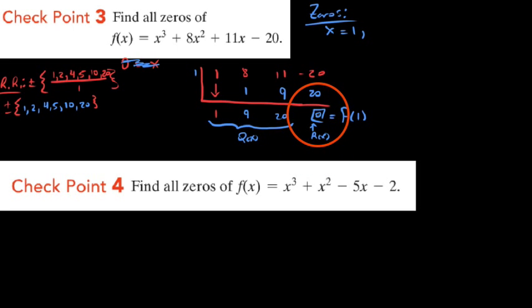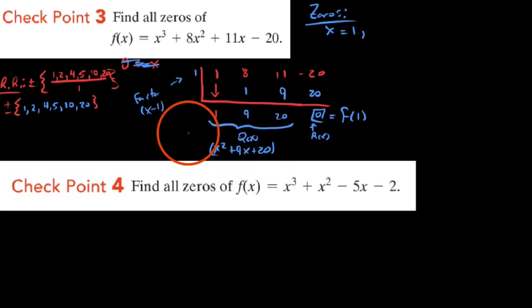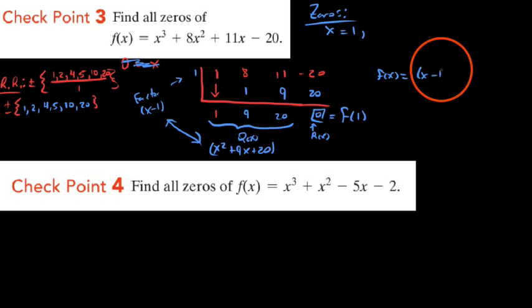And because we have no remainder, we could say that what we were really dividing out here, if x equals 1, was the factor x minus 1. And our quotient, when we write it, is x squared plus 9x plus 20. So I know that if I were to take this times this, I would get back to the original statement. That is to say that our original f of x could be written as x minus 1 times our quotient that we had left over, x squared plus 9x plus 20.